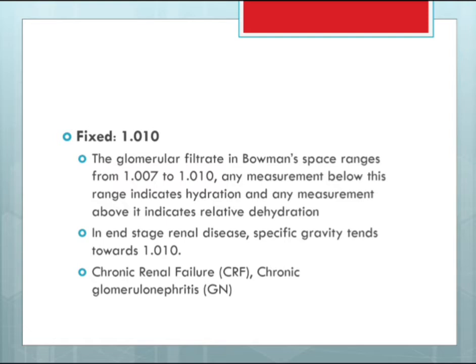Fixed specific gravity of 1.010. The glomerular filtrate in Bowman space ranges from 1.007 to 1.010. Any measurement below this range indicates hydration and any measurement above it indicates relative dehydration. In end-stage renal disease, specific gravity tends to be towards 1.010. Chronic renal failure and chronic glomerulonephritis lead to a specific gravity of 1.010.